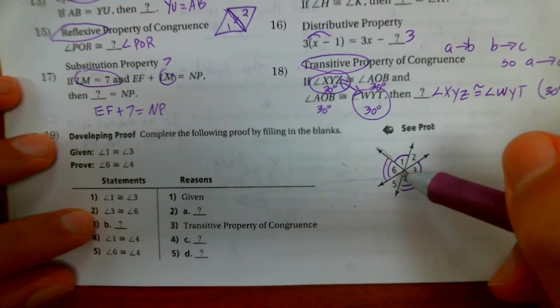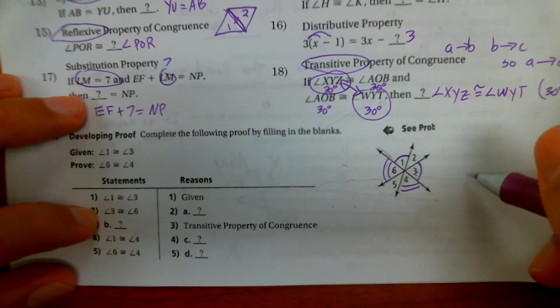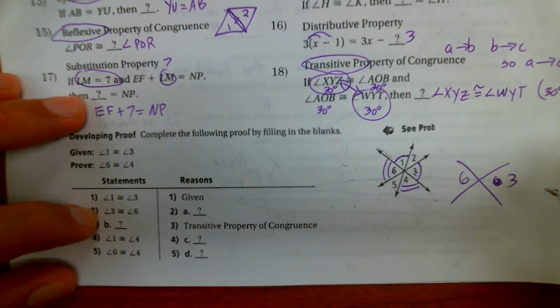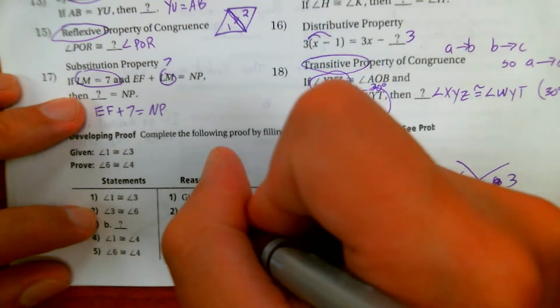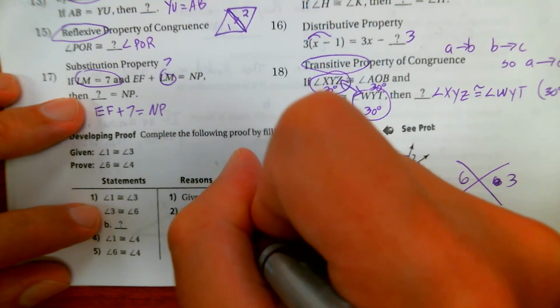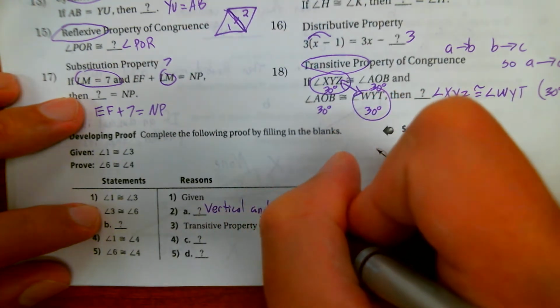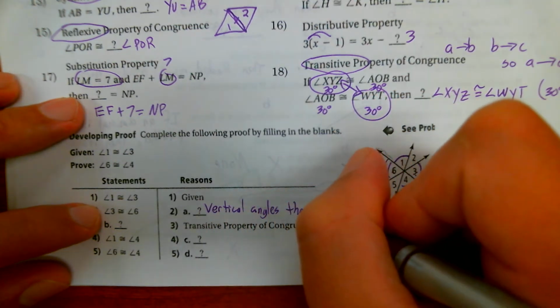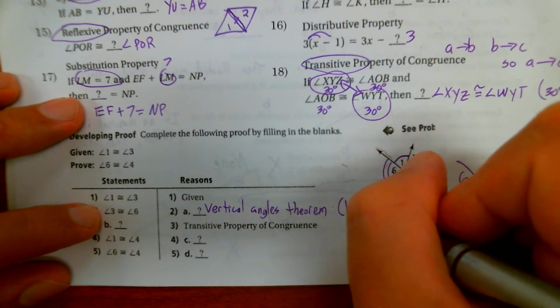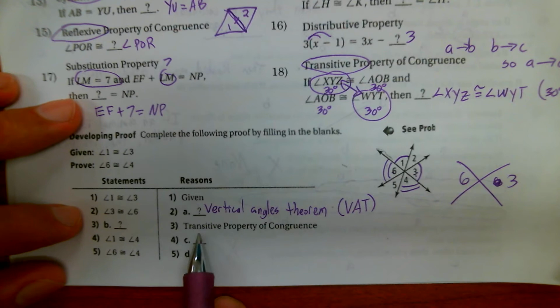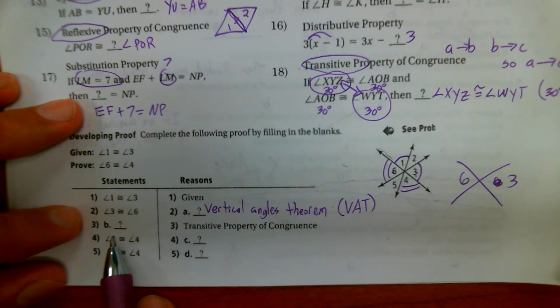What would you call angles 3 and 6? Okay, they form an X, right? Here's 3 and there's 6. If they're across from each other in the X, then they're vertical angles. So I could say those are congruent because of the vertical angles theorem, which we abbreviate as VAT, V-A-T, vertical angles theorem. Okay, because of the transitive property of congruence, what is true?